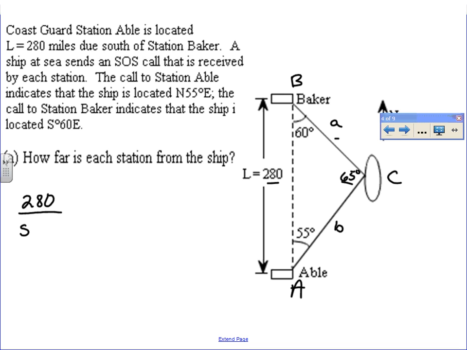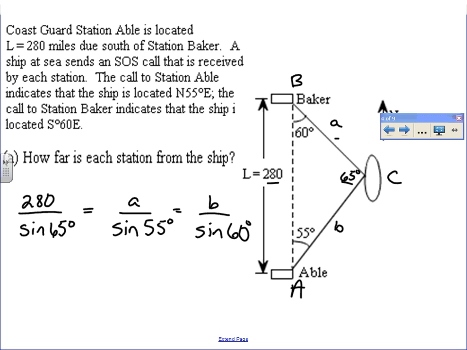Right. 280 over sine of 65 degrees equals. Right, now the other two wouldn't matter the order that you put them in. Okay, somebody else can do that now. Yeah. So we can do like A over sine of A. So it'll be A over the sine of 55. Okay. And then B over the sine of 60. Okay, now you see how that first one's going to find A and B?